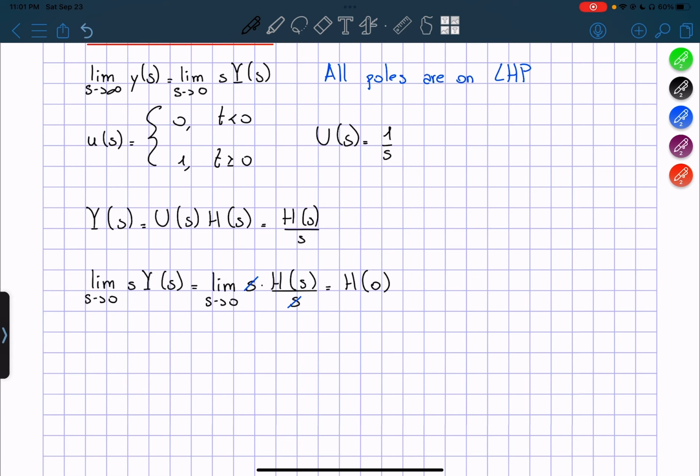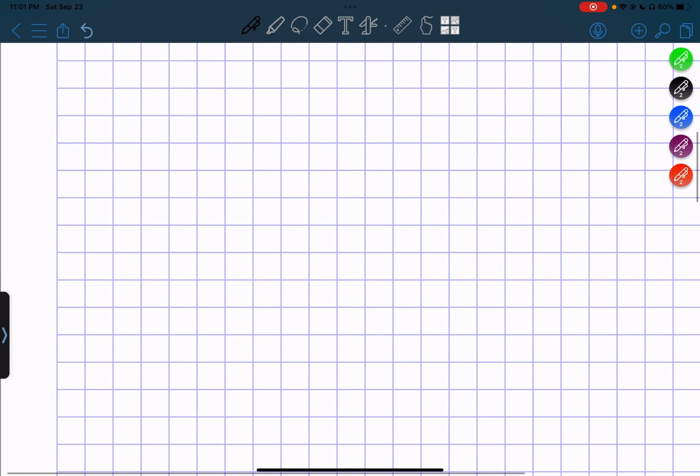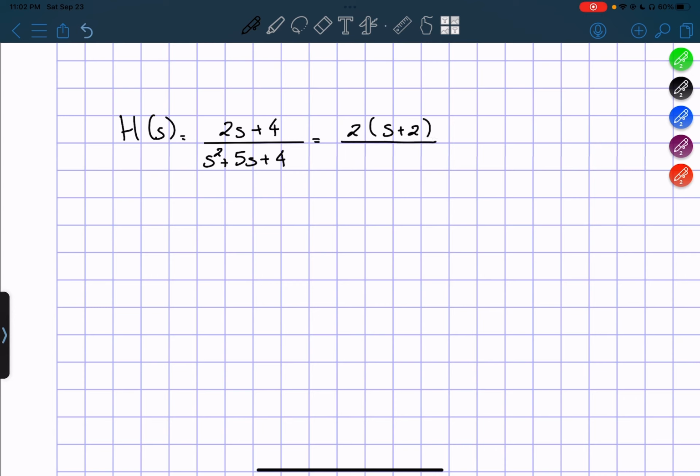Now let's try to do a little harder example. Let's say we are given an H, and that our H function, in terms of s, of course, capital H, is going to equal (2s plus 4) over (s squared plus 5s plus 4). Well, I'm going to rewrite it, first of all, as 2 times (s plus 2), simplifying that a little bit. And then we have, let's see, 4 and 1, so we have (s plus 4) and (s plus 1).